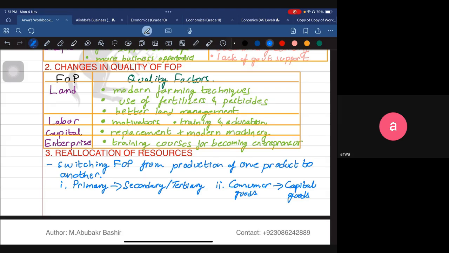Okay. So now I would like to move on to the last part of this chapter, and we are done with this chapter. The consequences of a rightward shift and a leftward shift in the production possibility curve. I'm going to do it here. Consequences for the economy of a rightward shift.